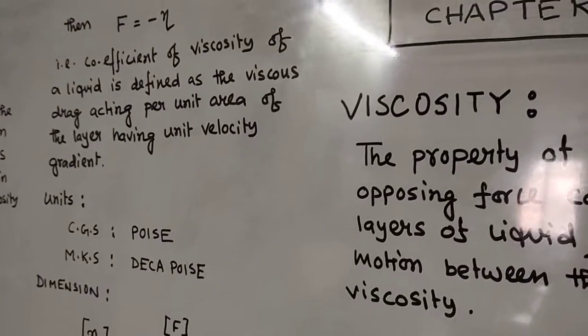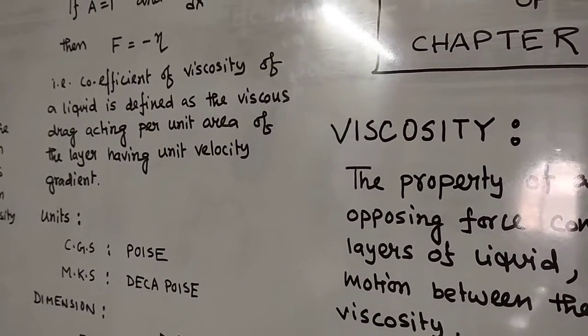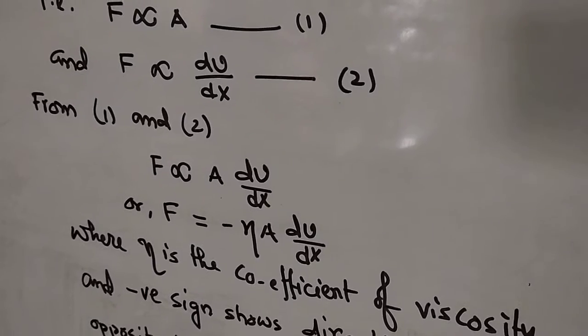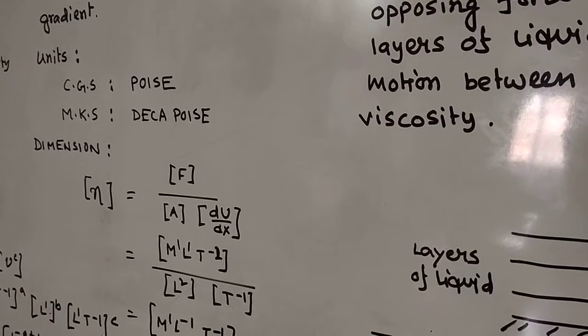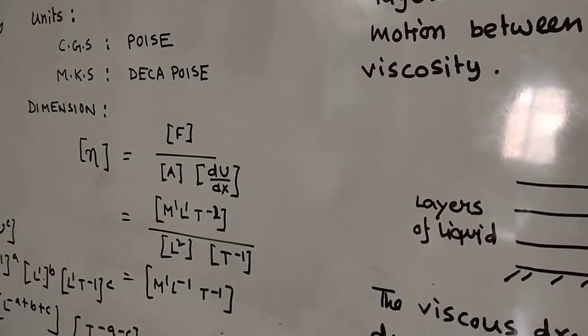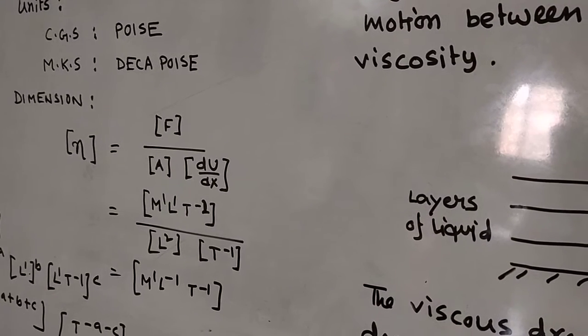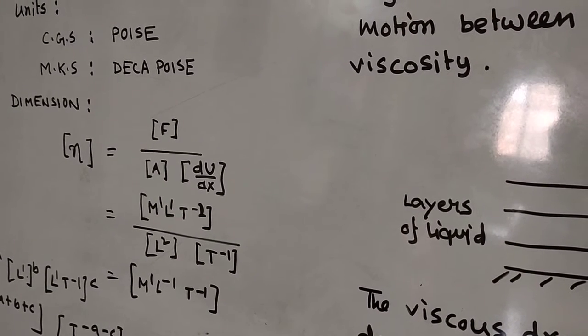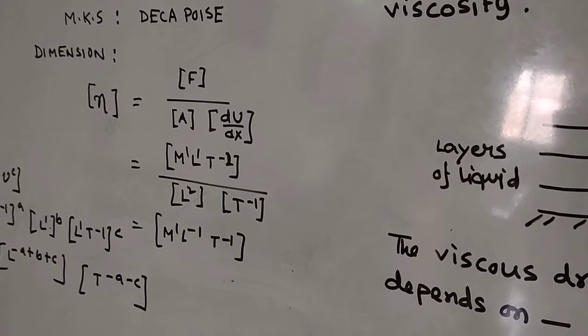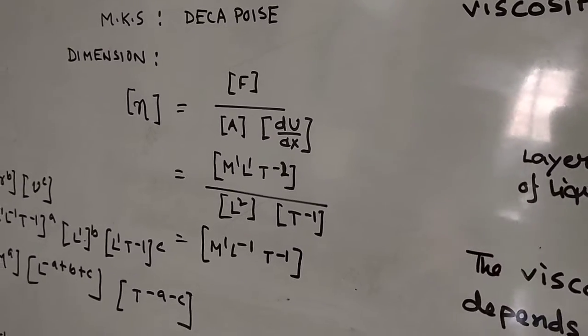Now the CGS unit for coefficient of viscosity is poise, and in the MKS system the unit is decapoise. Now regarding dimension, again you have to use the formula F equals minus eta A dv/dx. Considering the magnitude part, eta equals F divided by A dv/dx. Substitute F is MA, M1 L1 T minus 2, A is L2, and dv/dx is L1 T minus 1 over L1, so L1 cancels and leaves T minus 1. Ultimately we get M1 L minus 1 T minus 1. This is the dimension for the coefficient of viscosity.